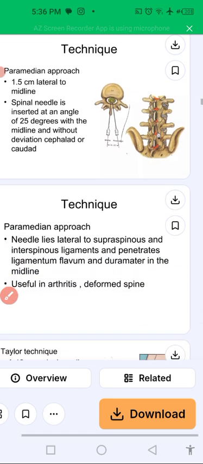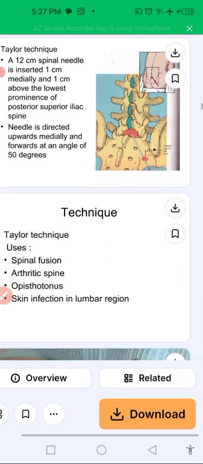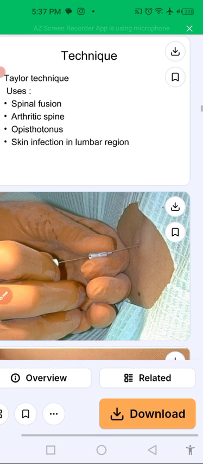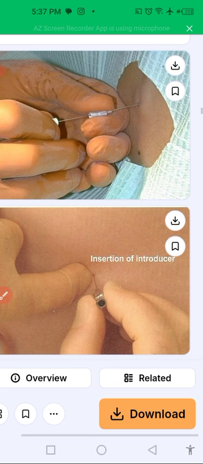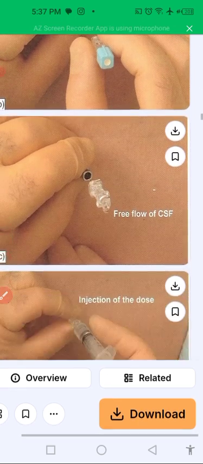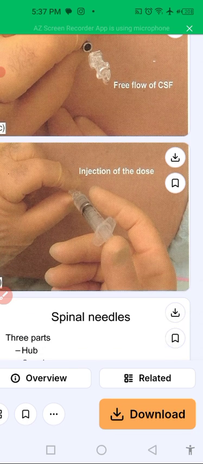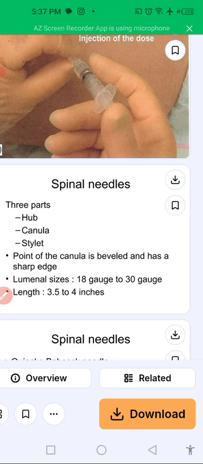It is also a good technique. It depends upon the anesthetist to choose any technique suitable and then use the method. Now as you can see here, the needle is introduced, and then aspiration of fluid takes place. After insertion and aspiration, we have to look for the free flow of CSF and then inject the dose of anesthetic agent.